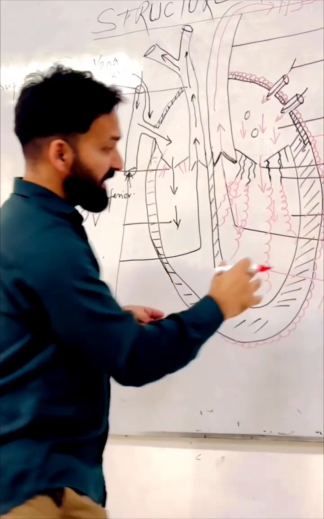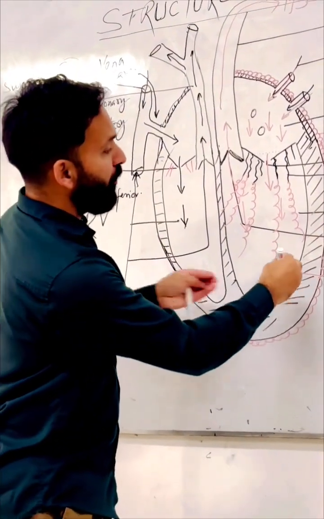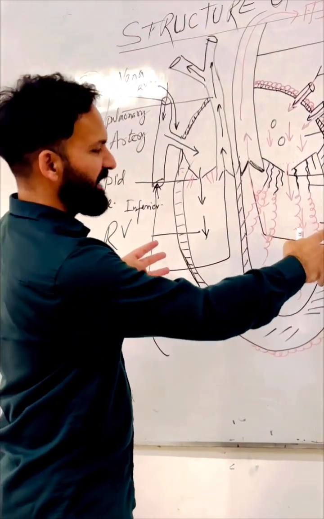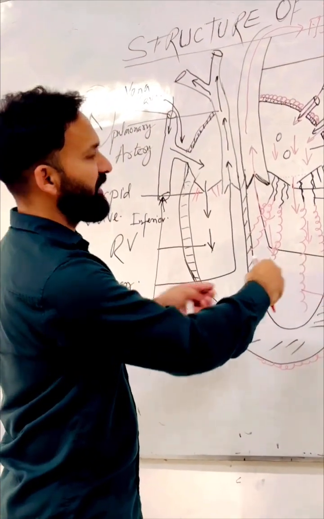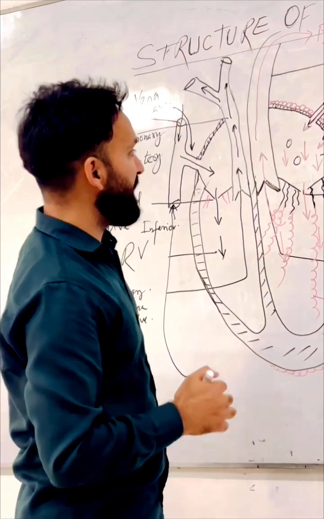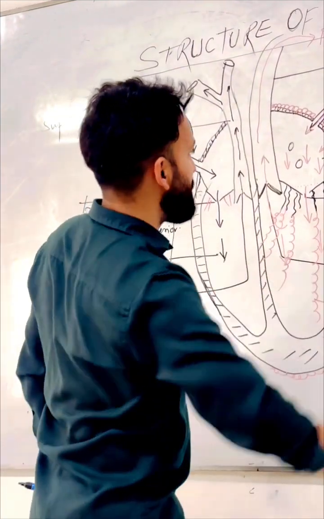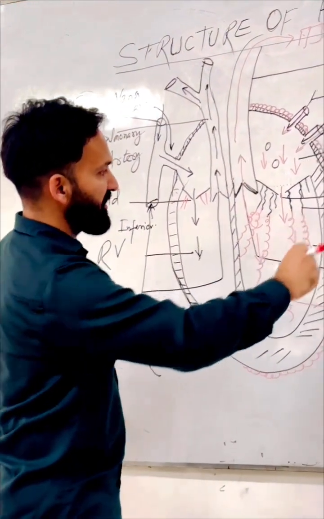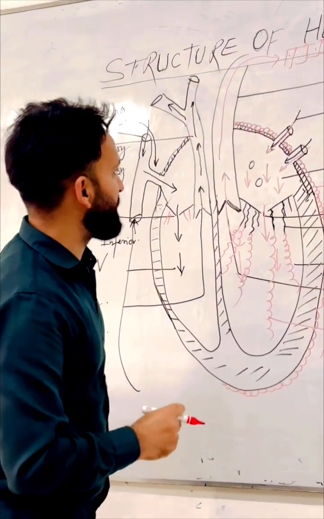Apart from the physical protection, it also prevents the overexpansion of the heart. So, the heart can expand only up to a certain degree. It cannot expand beyond that particular proportion, right? Now, this is a fibrous tissue, provides the physical protection and also prevents the overexpansion of the heart.